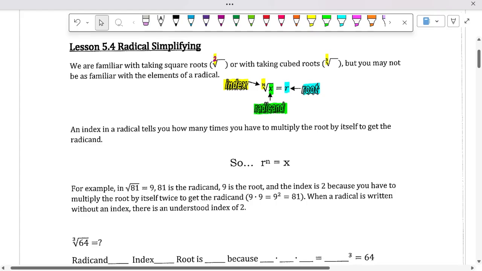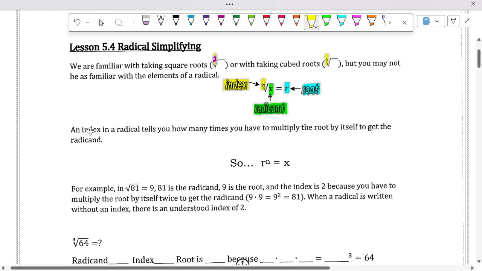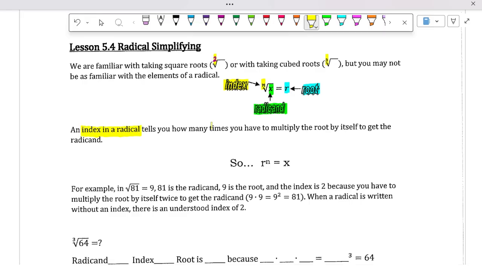Now, another thing about the index is that it tells us how many times you have to multiply the root by itself to get the radicand. So, for example, let's say I had the cube root of 8, which is 2. That means on the flip side, since the index is 3 and my root is 2, that 2 cubed is equal to 8.